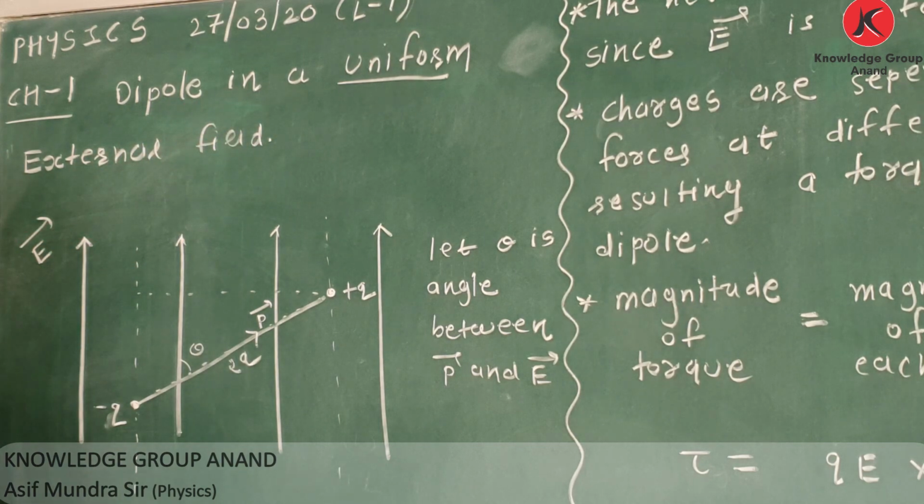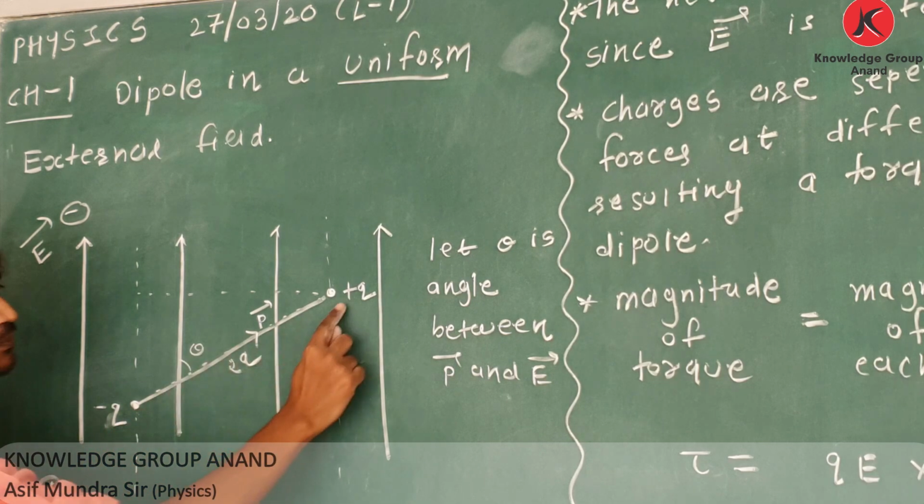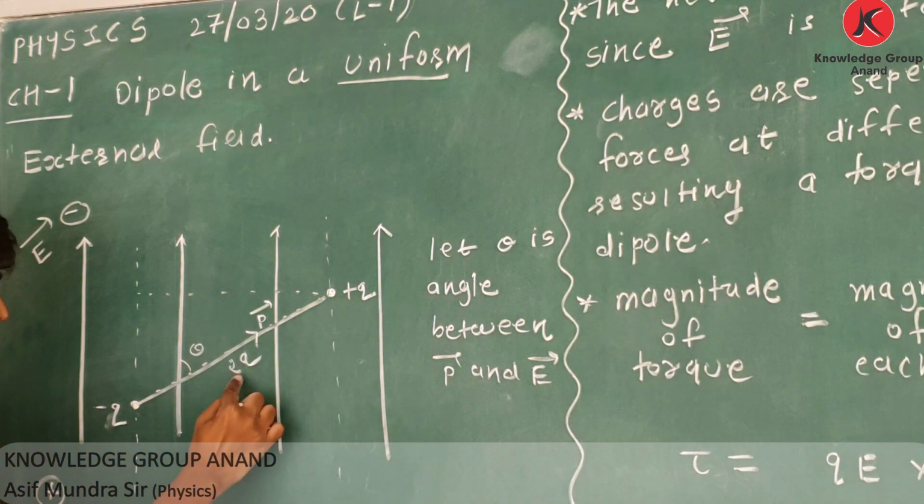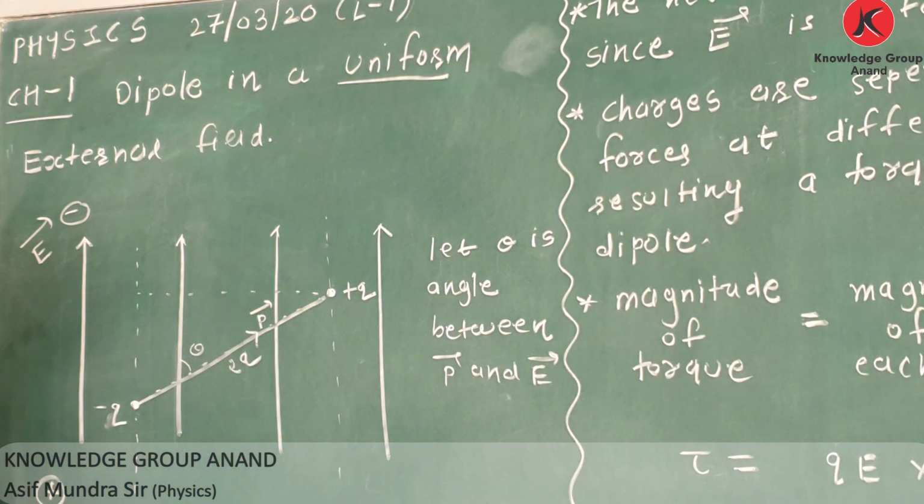See in the figure. It is a uniform external field, in the vertically upward direction. We know that the external electric field is from positive charge towards negative charge. In this uniform electric field, we have one electric dipole: minus q charge and plus q charge, separated by distance 2a. What is the electric dipole moment's direction? From negative charge to positive charge. So it is the direction of p.